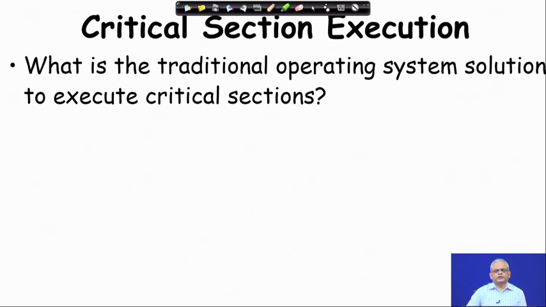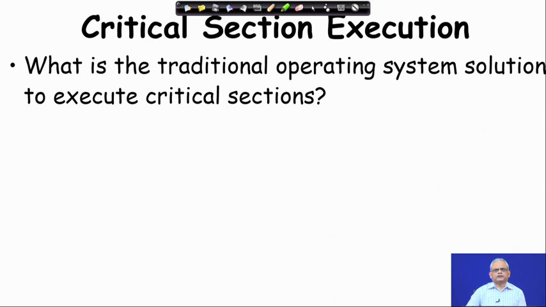But then we know that when a task is executing its critical section, it should not be preempted, because if it is inside its critical section and it gets preempted, then the result will become inconsistent, wrong results. So, what is the traditional operating system solution to execute a critical section?